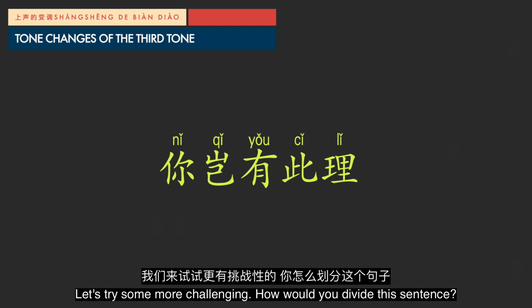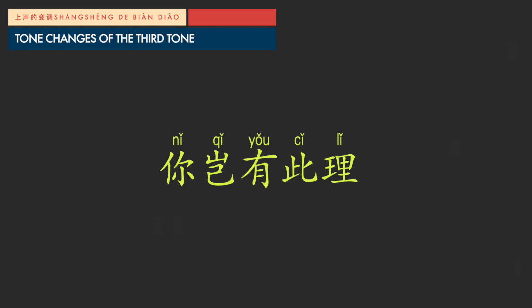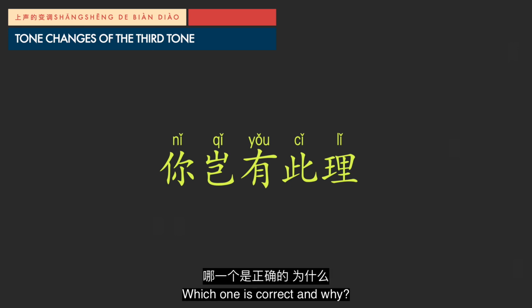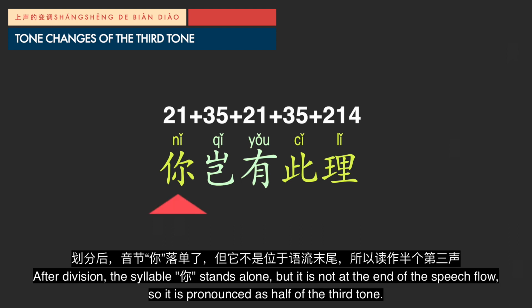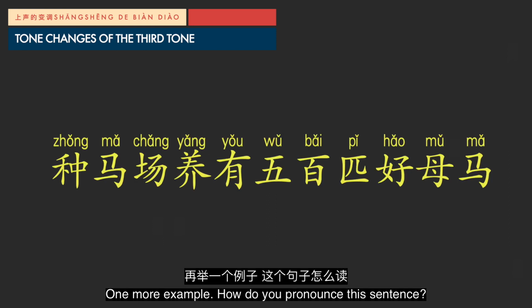How would you divide this sentence? 你岂有此理 or 你岂有此理? Which one is correct? And why? Well, the correct pronunciation is 你岂有此理. After division, the syllable 你 stands alone, but it is not at the end of speech flow, so it is pronounced as half of the third tone. 你岂有此理. One more example. How do you pronounce this sentence?